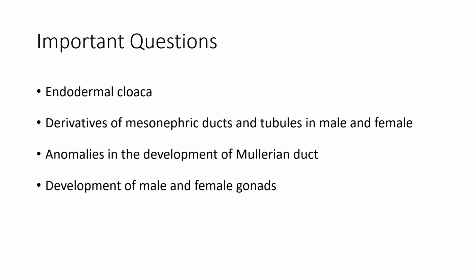The third possible question will be anomalies in the development of the Mullerian duct or paramesonephric duct. The fourth topic should be the development of male and female gonads. So you have to go through the entire topic, but give special importance to these topics. Thank you.